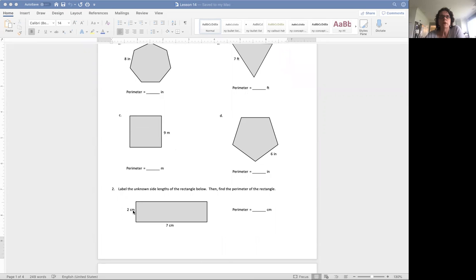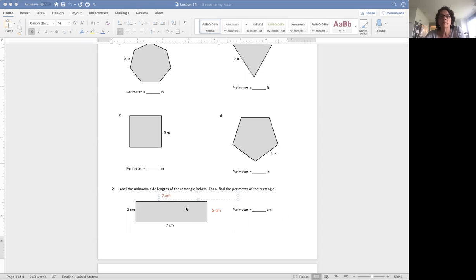And what do we know about rectangles? We learned this earlier in the year. We learned the opposite sides of a rectangle are equal. So the directions say label the unknown side lengths of the rectangle below, then find the perimeter of the rectangle. So again, first thing we're going to do is label the unknown side lengths. If this side is 2 centimeters, then this side will be 2 centimeters. And if this side is 7 centimeters, then this side will be 7 centimeters.